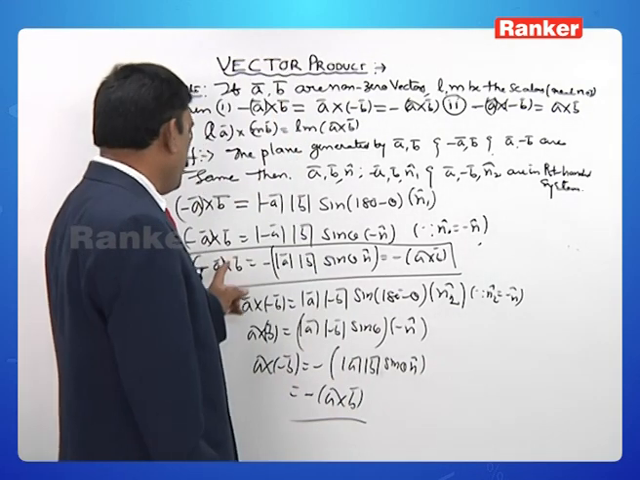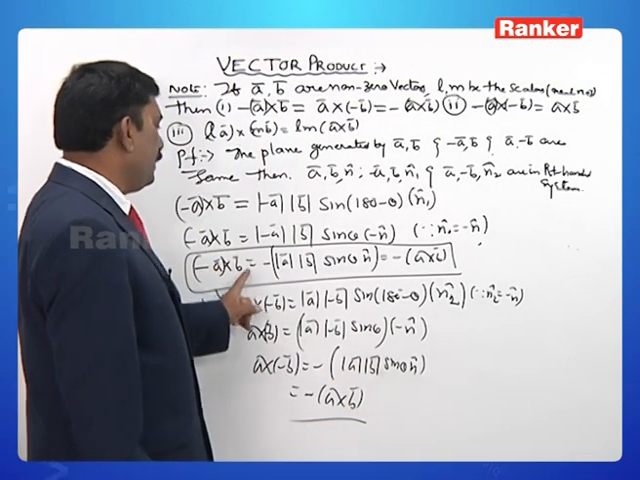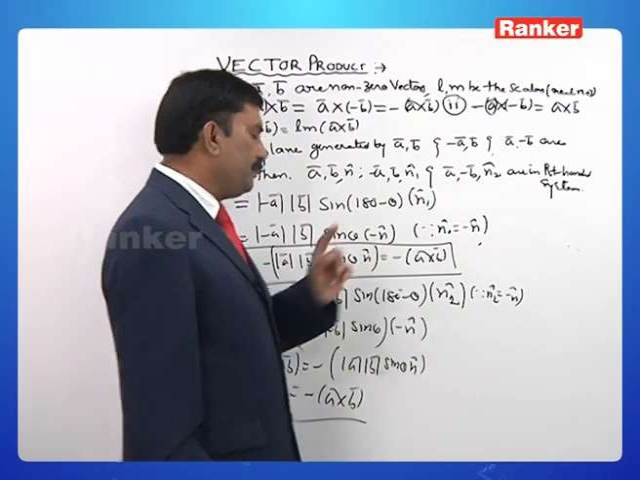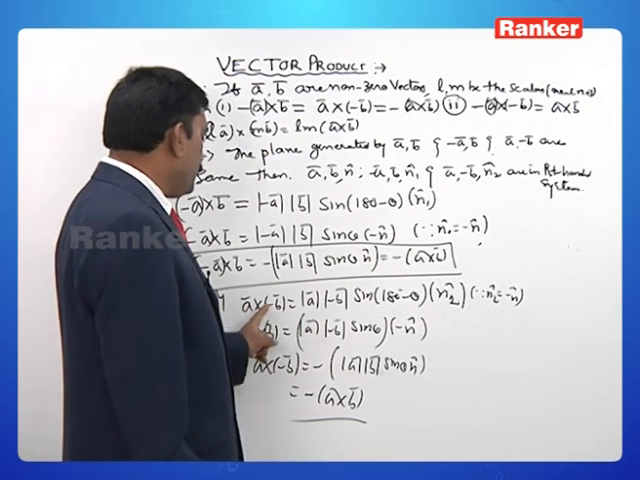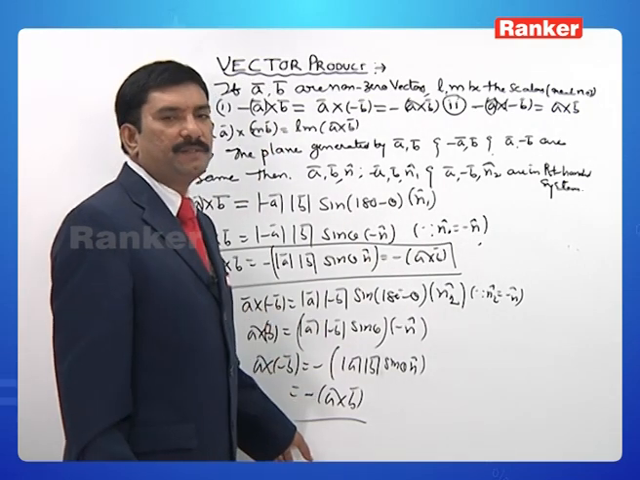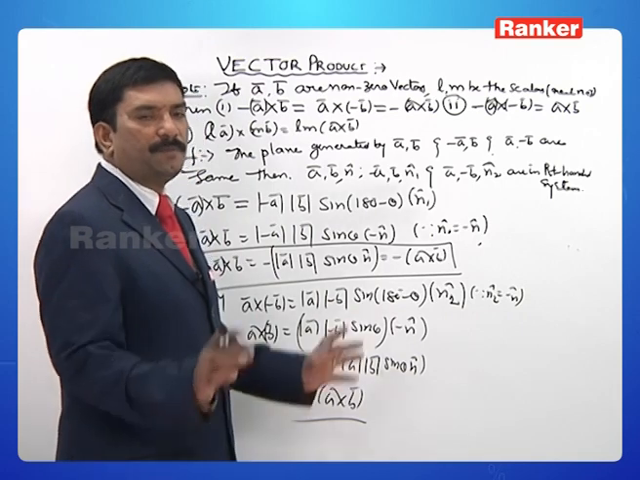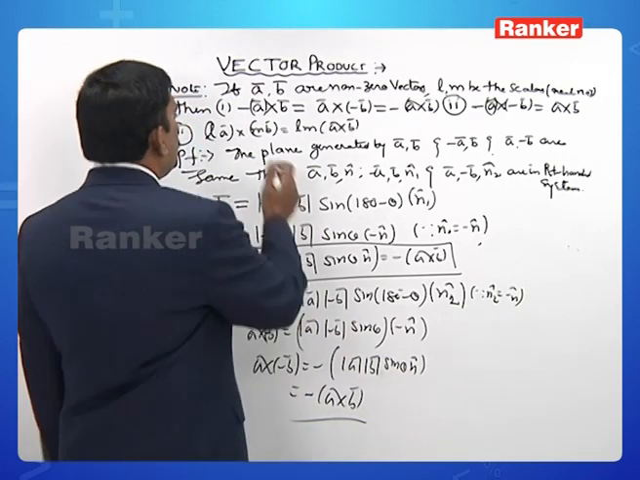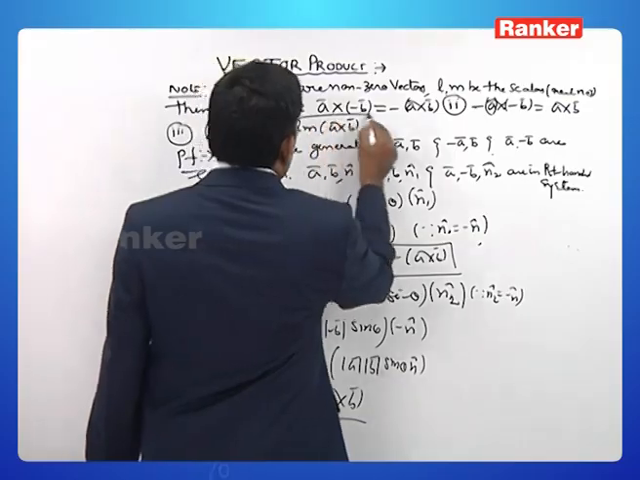Yes, we have proved minus A bar cross B bar is equal to minus of A bar cross B bar. Similarly, A bar cross minus B bar is equal to minus of A bar cross B bar. So therefore, hence we have proved this identity.